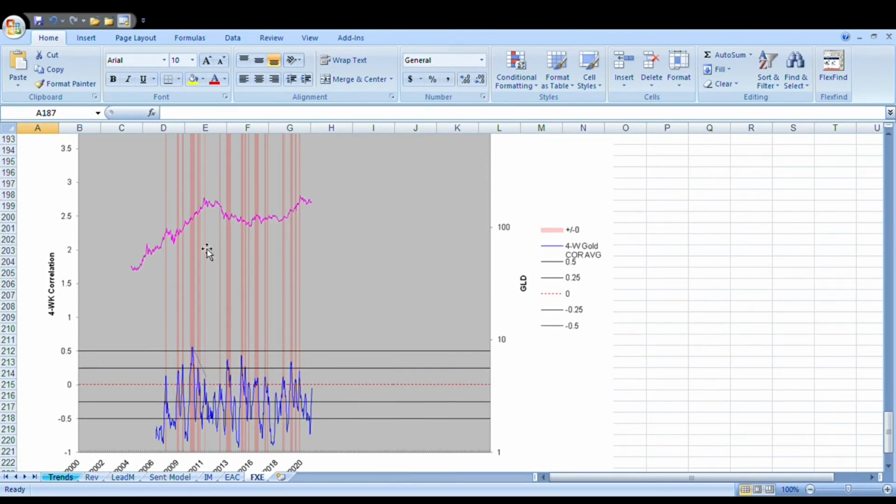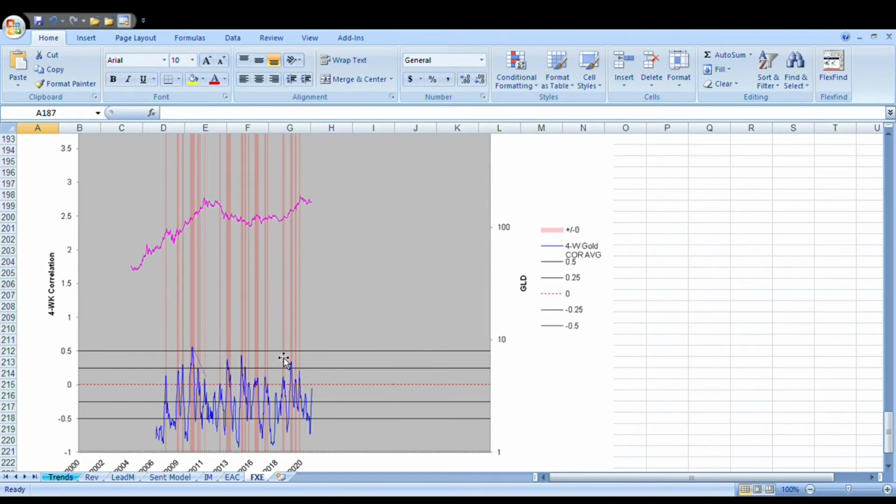Notice how many of these red boxes are generated during up phases in the gold market. That's because the US dollar and gold are linking up and starting to behave abnormally. That happens when confidence in the structures, the systems, the governments, the proclamations, whatever you want to call it, I mean, that's when it starts to fade.